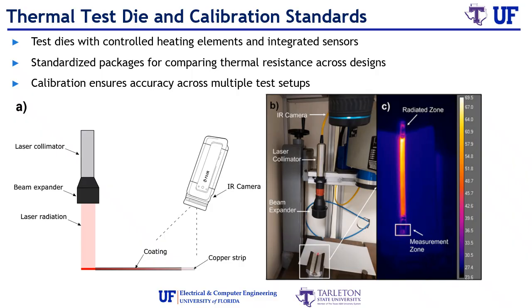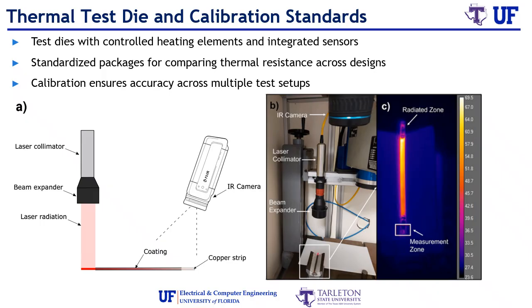To ensure accuracy and repeatability in thermal testing, engineers use thermal test dies and calibration standards that replicate the behavior of actual semiconductor devices. A thermal test die includes a precisely controlled heating element and integrated temperature sensors, allowing for consistent power dissipation and accurate temperature measurement across multiple experiments. These dies serve as a reliable reference when evaluating different cooling solutions or package materials.